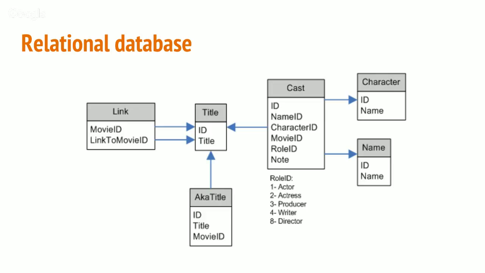This is an example of relational database, and we will find there are many tables such as names, characters, title, links. They are connected through the IDs, names, which store the data about the films title and the actor's name.